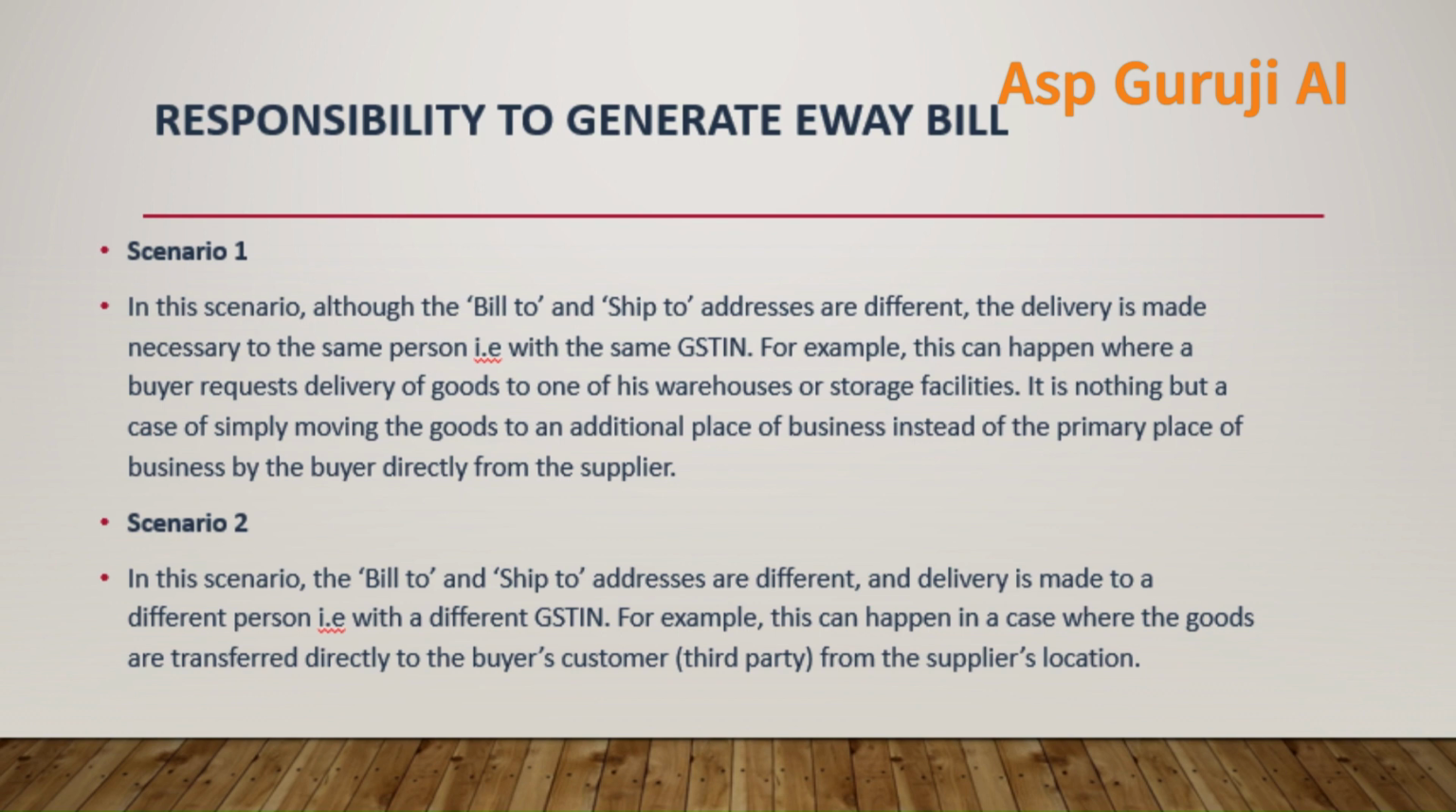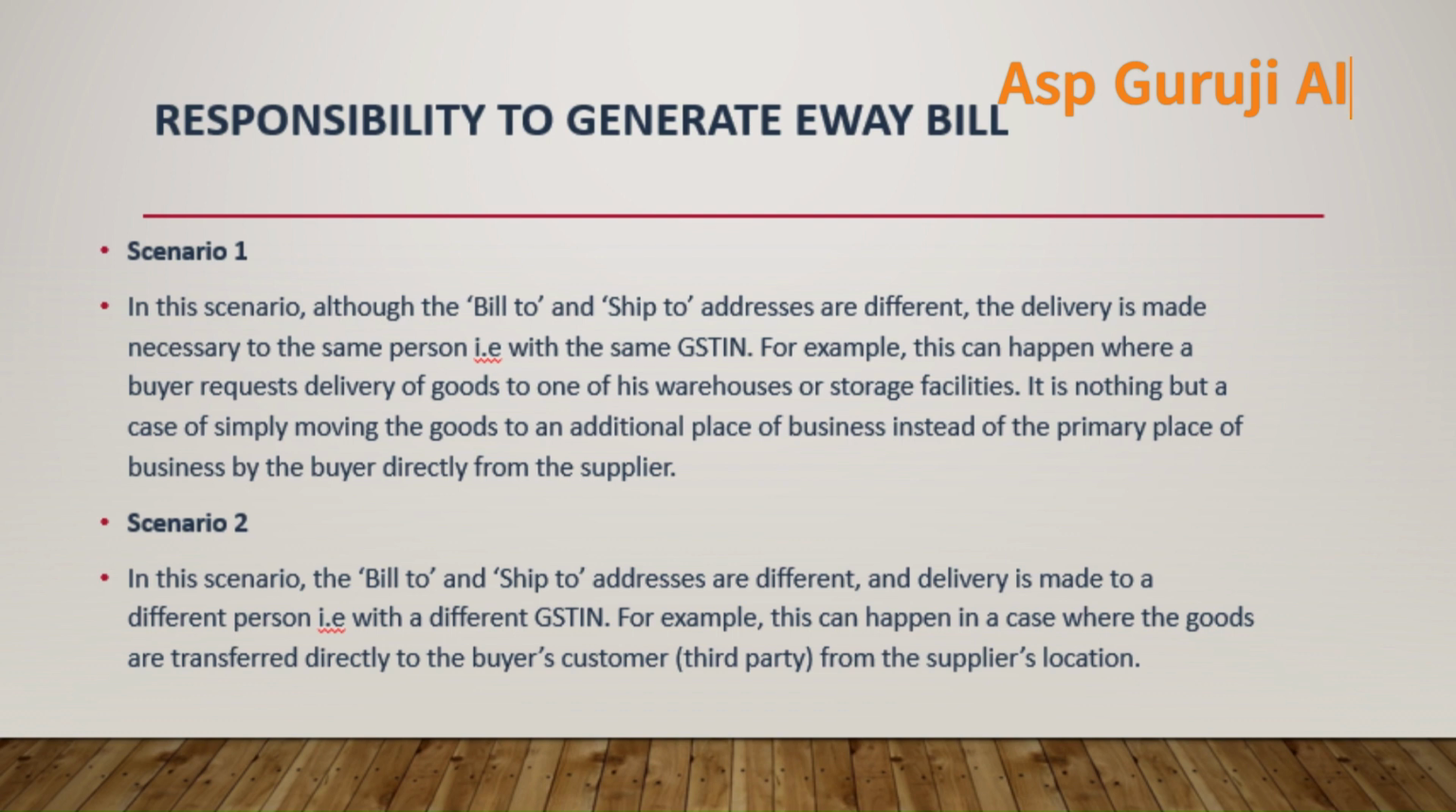Responsibility to generate EWAY bill. Scenario 1. In this scenario, although the bill to and ship to addresses are different, the delivery is made to the same person, i.e. with the same GSTIN. For example, this can happen where a buyer requests delivery of goods to one of his warehouses or storage facilities. It is nothing but a case of simply moving the goods to an additional place of business instead of the primary place of business by the buyer, directly from the supplier.